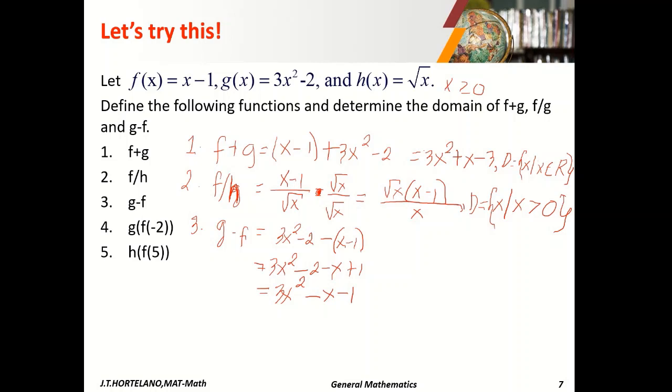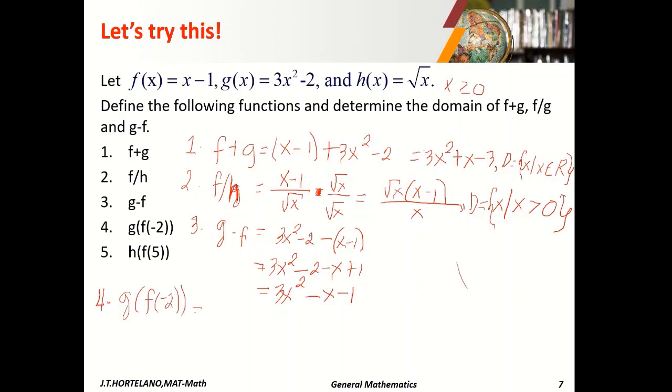So, we have number 3. So, 3x squared minus x minus 1. So, next is number 4. Dito nga lang susulat. Number 4. G of f of negative 2.